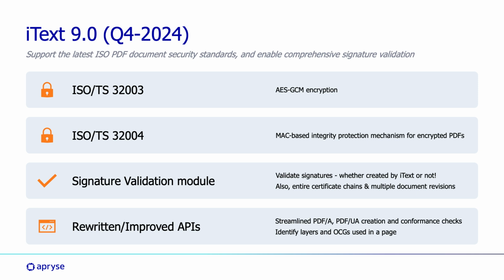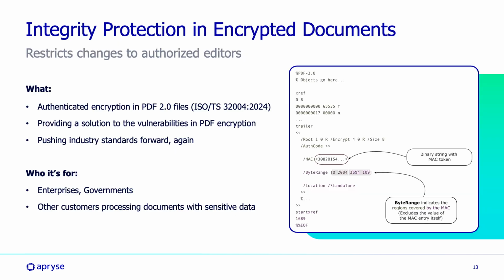But again, it is important to do these things. So one of the things that we mention here is the integrity protection. Here's the second one. So what is it? This ISO TS 32004:2024 is a technical specification that extends the PDF 2.0 standard, which is the latest version.